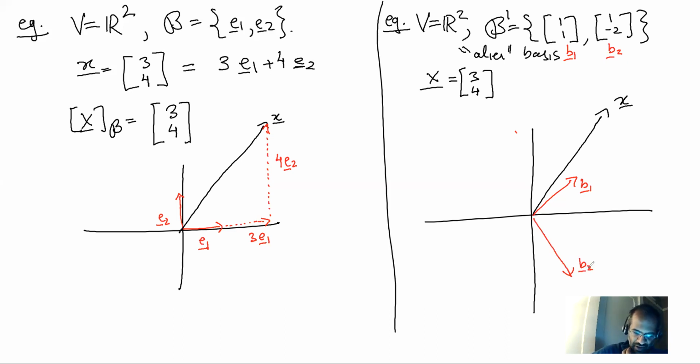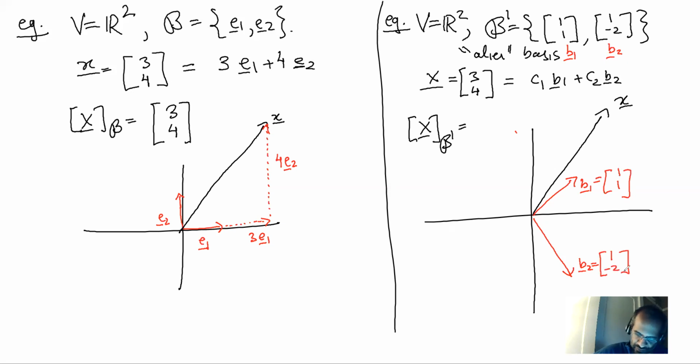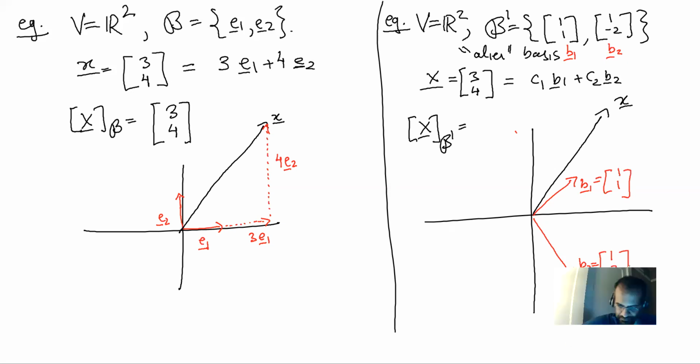Okay. And now to write the coordinate vector of x with respect to this new basis, I need to find the linear combination, the unique linear combination that expresses x as a sum of these vectors, right? So now these vectors are some very specific vectors, right? 1, 1, and 1 minus 2. Does anybody know how to find such a linear combination?